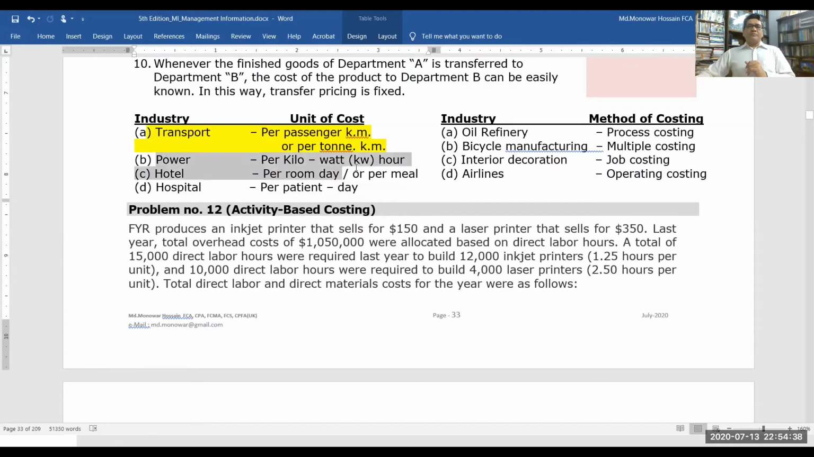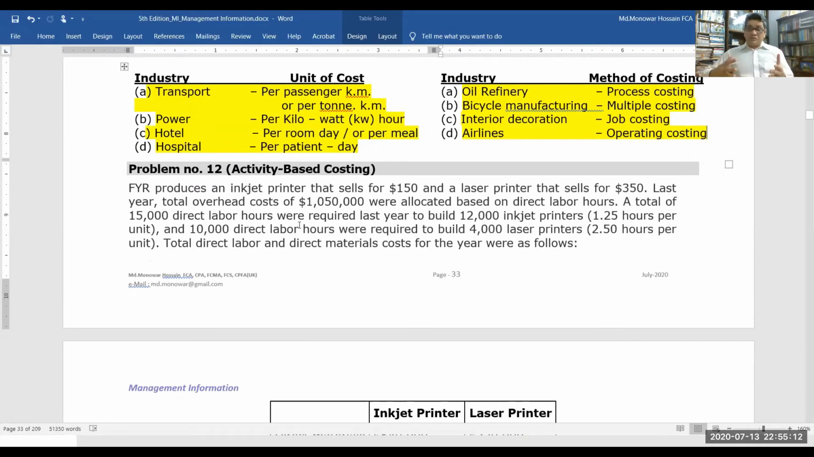And the power, per kilowatt. Okay. And the hotel, per room day or per meal. And a hospital, per patient per day. And we see the oil refinery industry uses process costing, and a bicycle manufacturing company uses multiple costing, and an interior decorator uses job costing, and airlines use operating costing. So now you will see a few examples, or we will solve a few problems regarding activity-based costing.